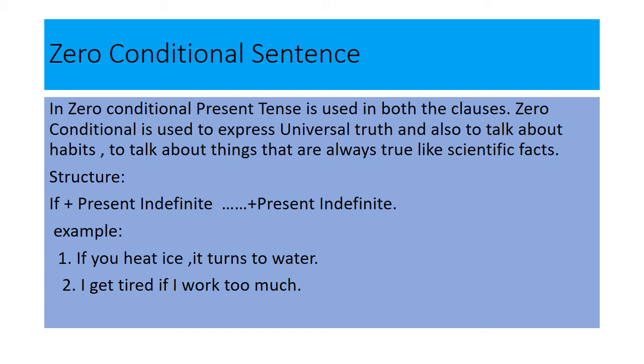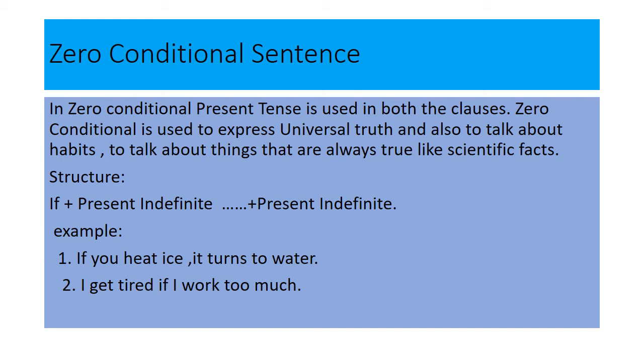That means in the case of the if clause and in the case of the main clause, in both the clauses, you have to use present indefinite tense. Zero conditional is used to express universal truth and also to talk about habits and things that are always true, like scientific facts. The structure of a zero conditional sentence is if plus present indefinite plus present indefinite, and you will get a clear idea from the example.